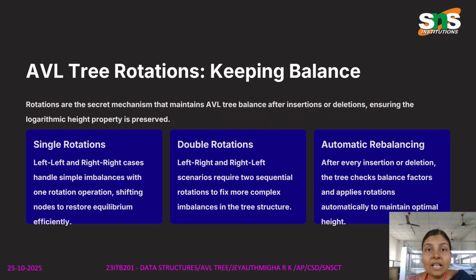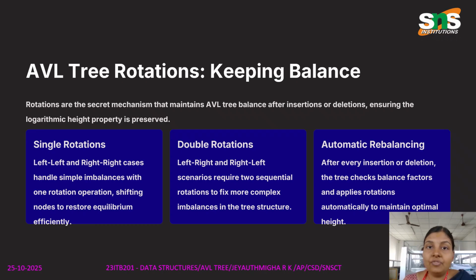In single rotation, left-left and right-right cases handle simple imbalances with one rotation operation, shifting nodes to restore equilibrium efficiently. Double rotations include left-right and right-left scenarios, which require two sequential rotations to fix more complex imbalances in the tree structure.